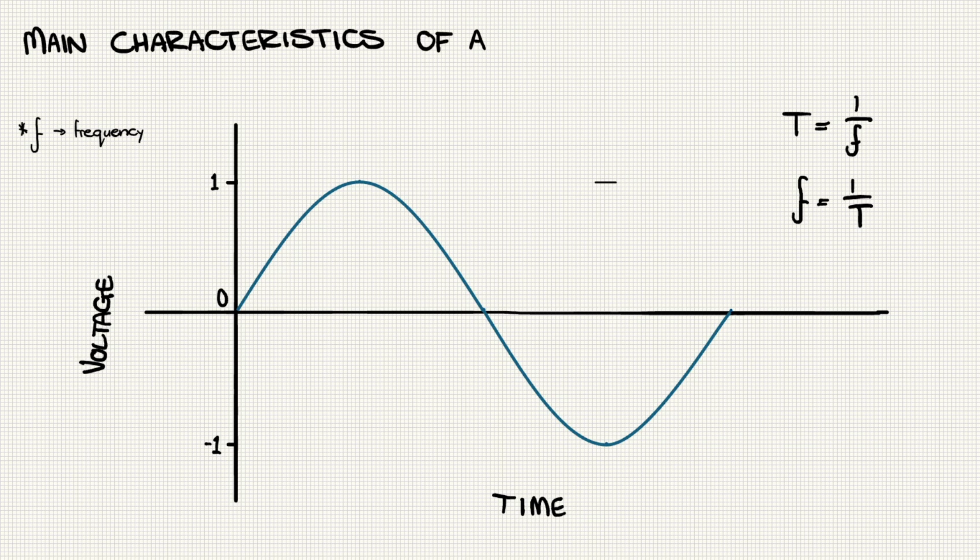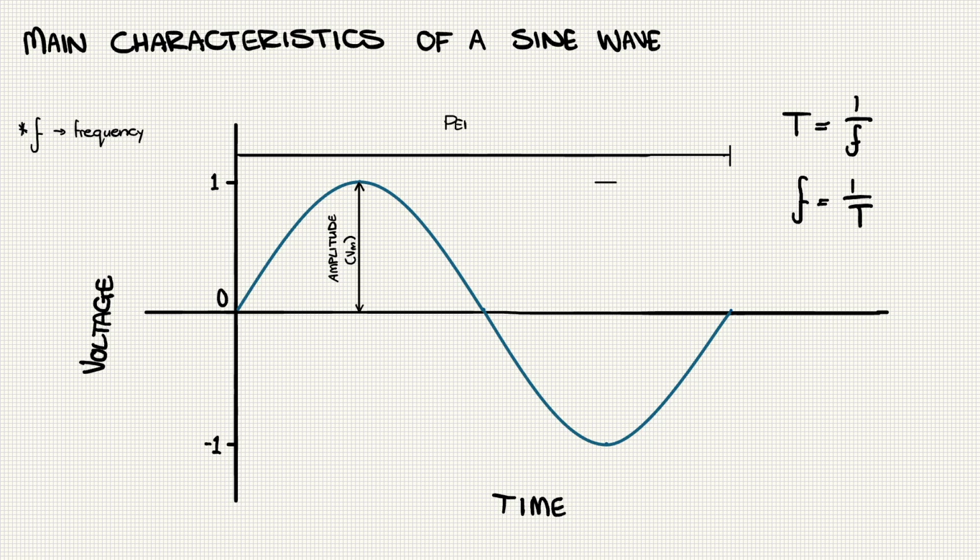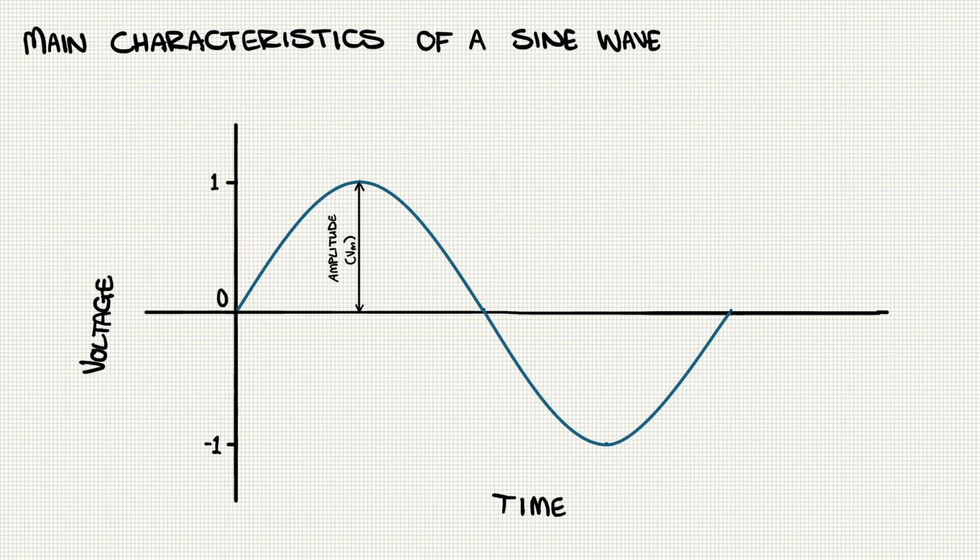The key characteristics of a sine wave are amplitude, frequency, period, and phase. The amplitude or peak voltage is the highest voltage. The frequency is how many cycles occur per second, while the period is the time for one cycle. Phase describes timing differences between waves. One wave can lead or lag another, especially in inductive and capacitive circuits.